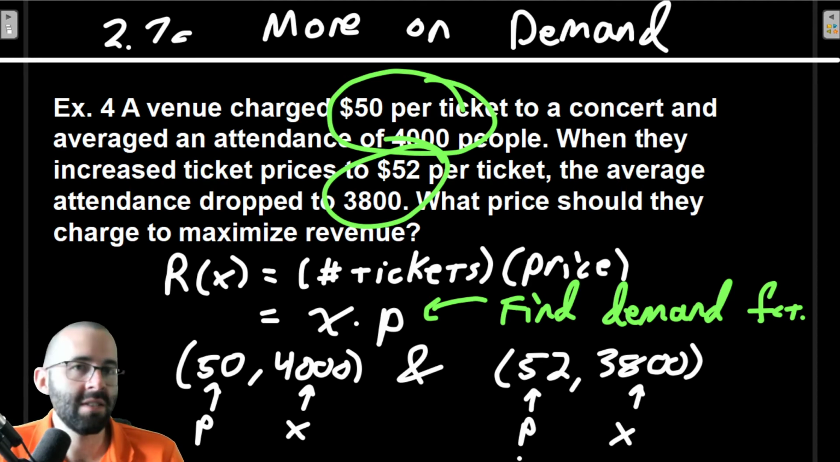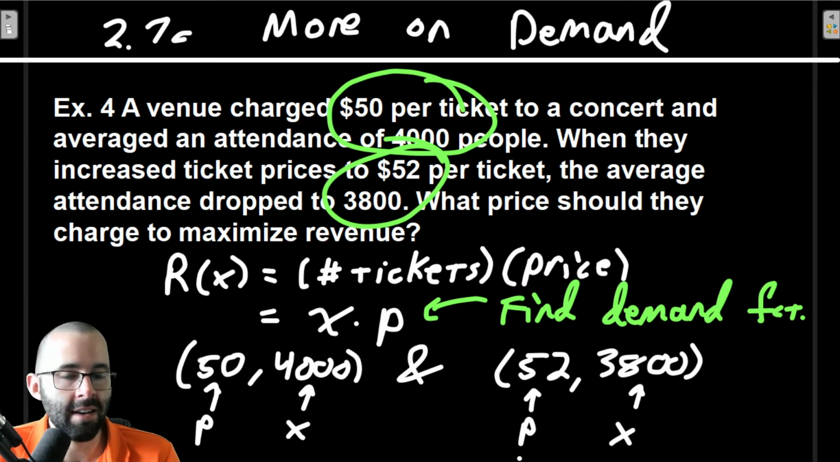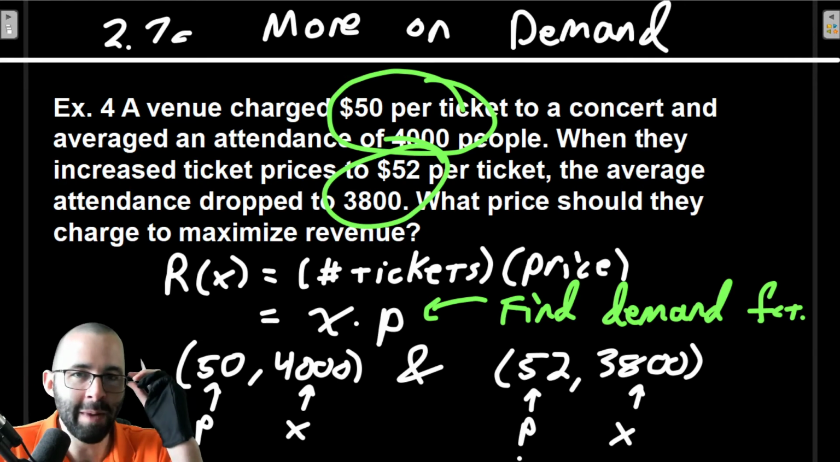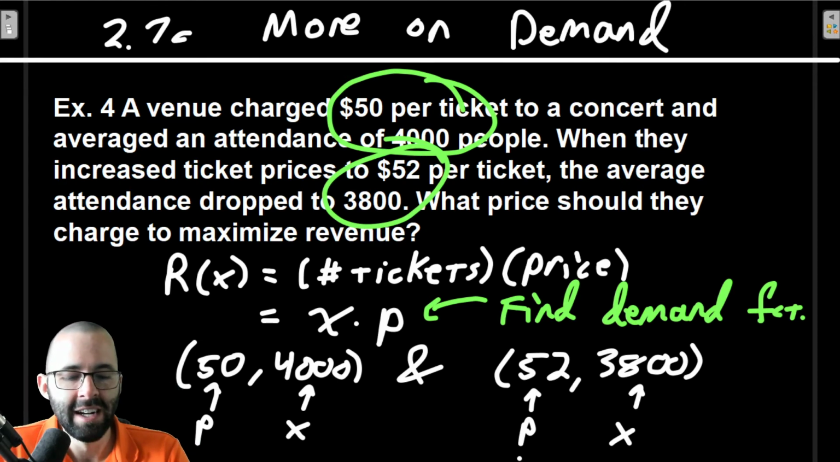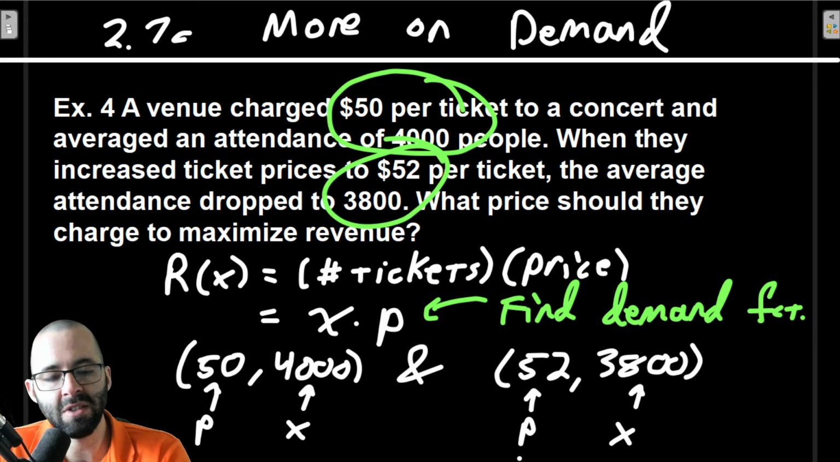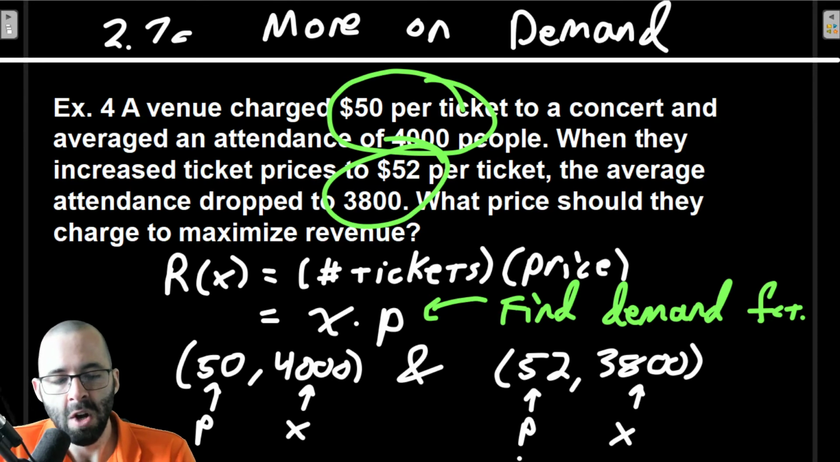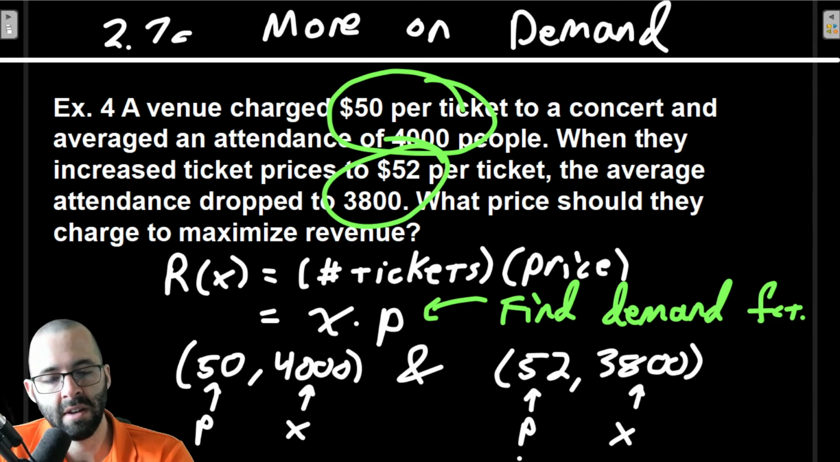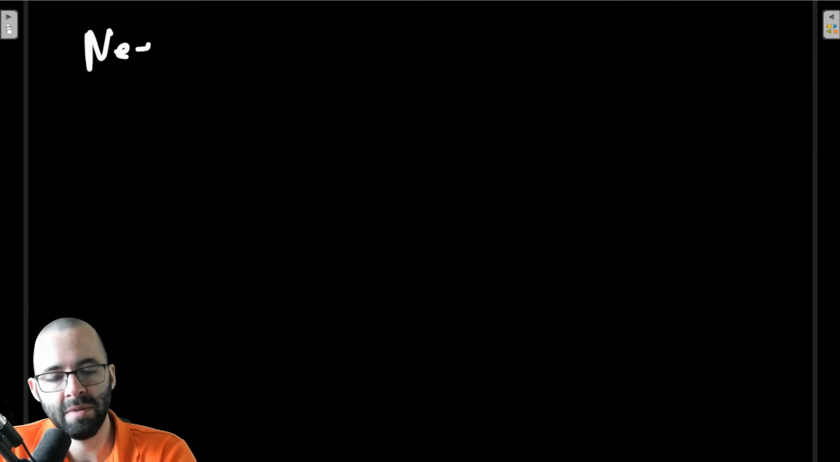So I'm looking for a line that connects these two points. That'll be our demand function. So how do I get a line from two points? A couple different ways. We need the slope, and then we can use point-slope form. Or we could find the slope and then the y-intercept. Either way, we certainly need the slope if we're going to relate these things. So we need the slope.